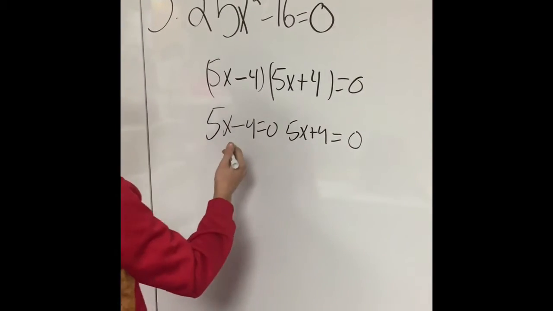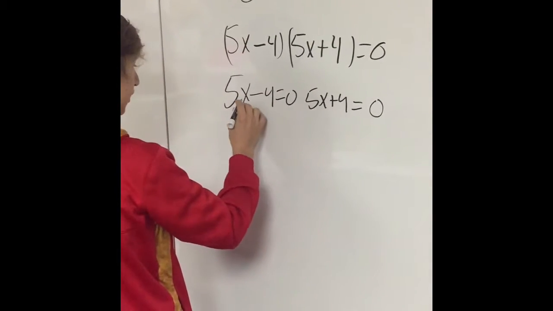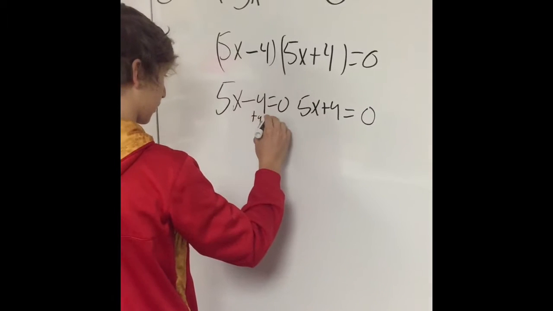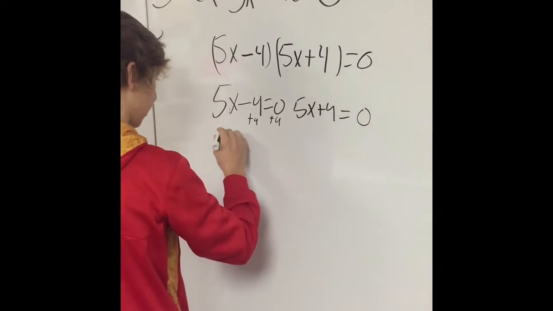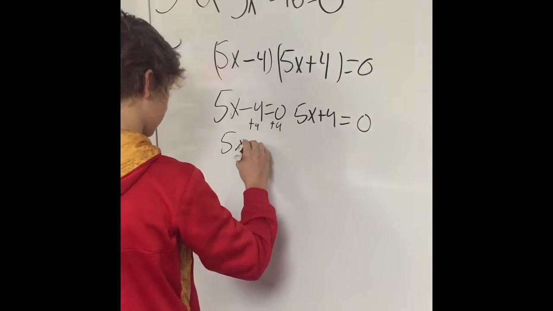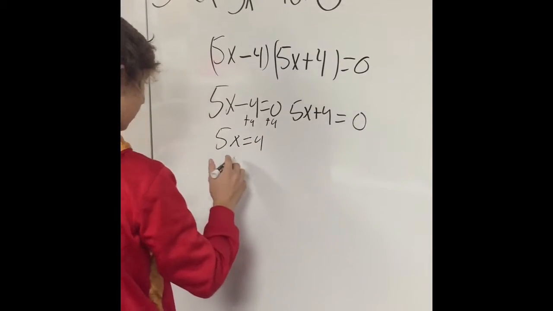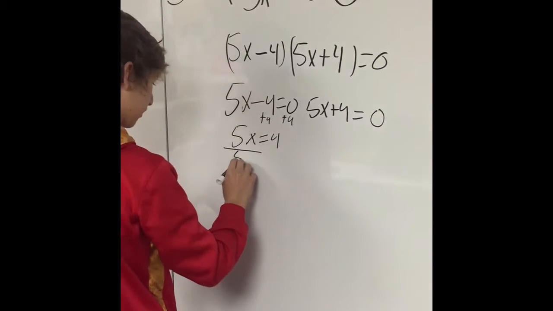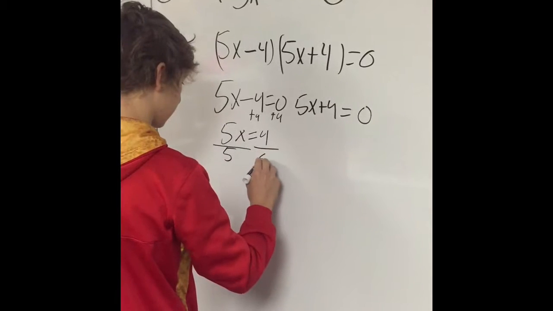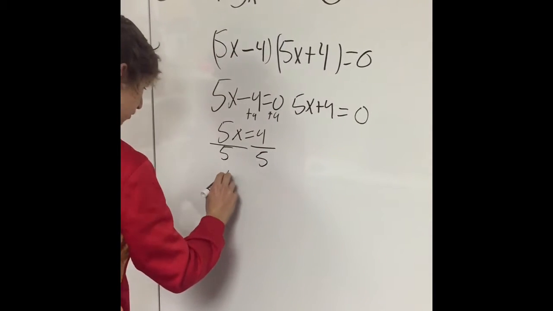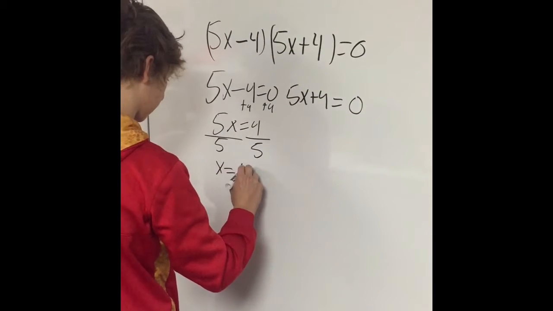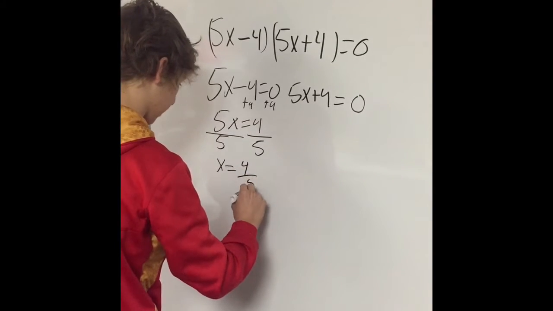Then you just get the 4 to the other side, so 5x minus 4, plus 4 on this side, plus 4 over here, equals 4. Then you just divide by the 5 to leave the x by itself. This one, first answer is x equals 4 over 5.